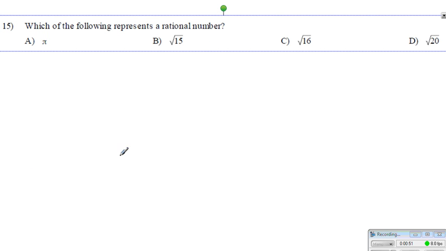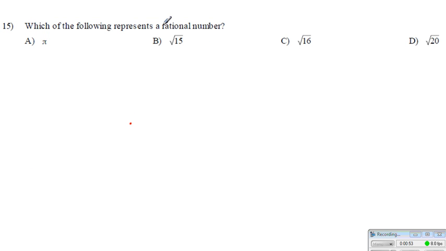Alright, let us look at number 15. We're looking for rational number. Rational number means numbers that can be put into ratios. Now, given that we have pi here, it's an irrational number. Square root of 15 is also an irrational number, but square root of 16, in fact, that's equal to 4. So therefore, that is our answer.